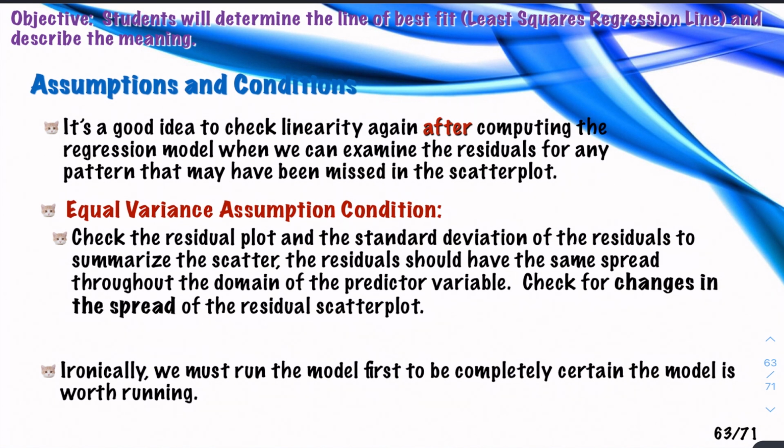And then we get to this equal variance assumption. So we have to check that residual plot and the standard deviation of the residuals to summarize the scatter. The residuals should have the same spread throughout the domain of the predictor variable. It should be roughly the same. Check for changes in the spread of the residual scatter plot. If you see something happening, that's like, does the plot thicken? And we'll get more into that in chapter 9. So ironically, we must run the model first to be completely certain the model is worth running in the first place. I know, it seems backwards.